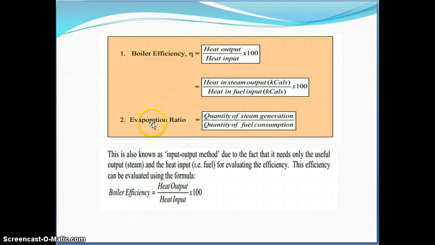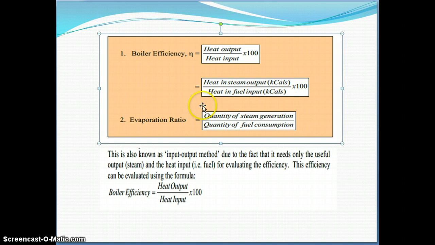Mathematically, as you can see, boiler efficiency is heat output to heat input. Just like any efficiency, fundamentally we define it as output to input, and in terms of the boiler specifically, the steam output and the heat coming from the fuel as an input, in kilocalories. Evaporation ratio is basically defined as the ratio of the quantity of steam generation to the quantity of fuel consumption. This is also known as the input-output method, because it needs only the useful output steam and heat input for evaluating the efficiency, as shown in the formula.